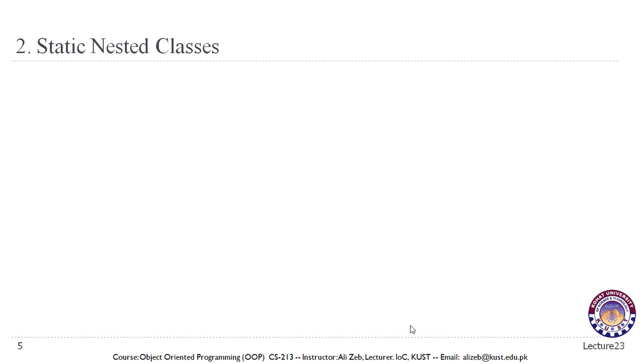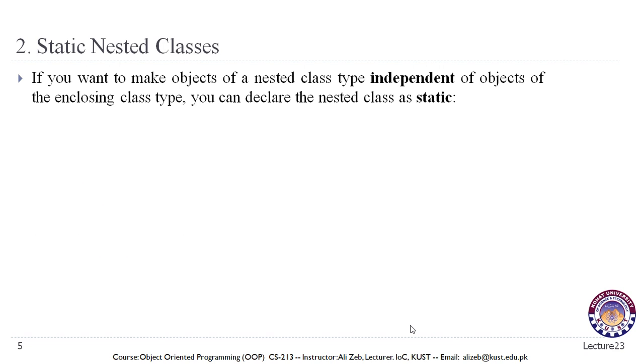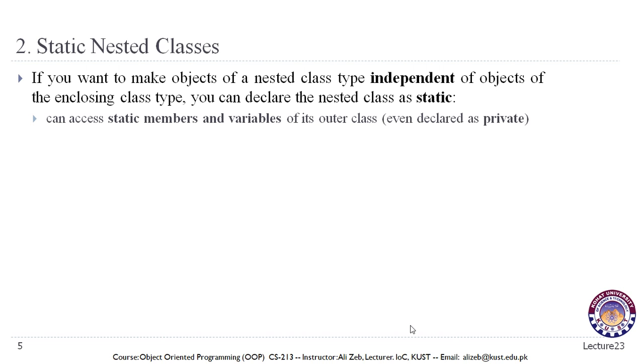Static nested classes. If you want to make objects of a nested class type independent of objects of the enclosing class type, you can declare the nested class as static. Static variables or static methods, if you remember, do not depend on an object of the class where they have been declared to be accessed. They can be directly accessed through the name of the class.